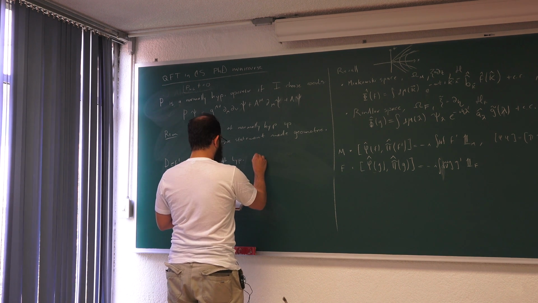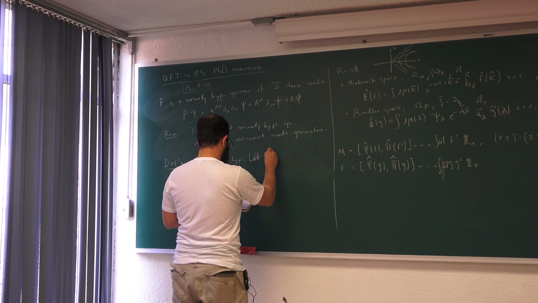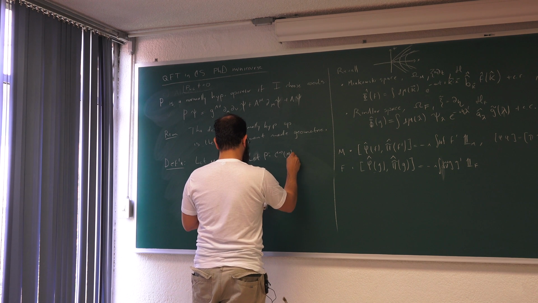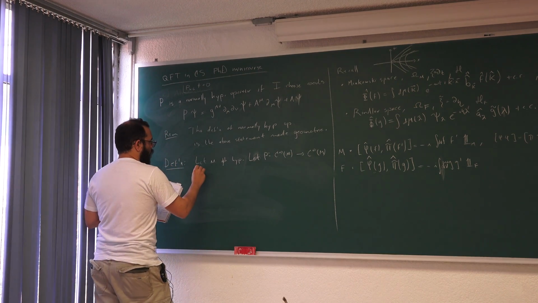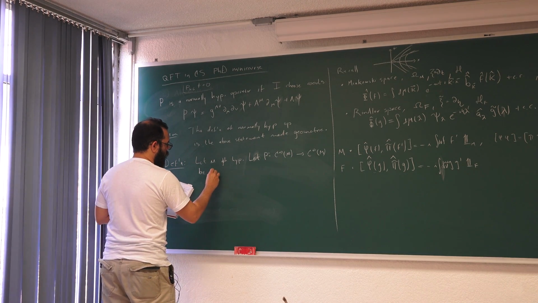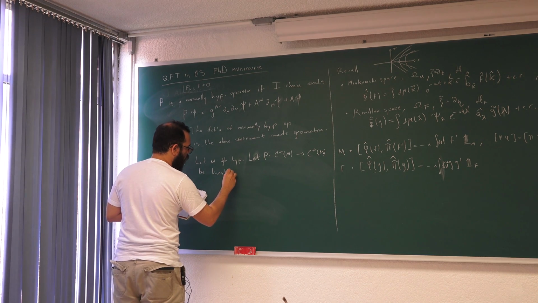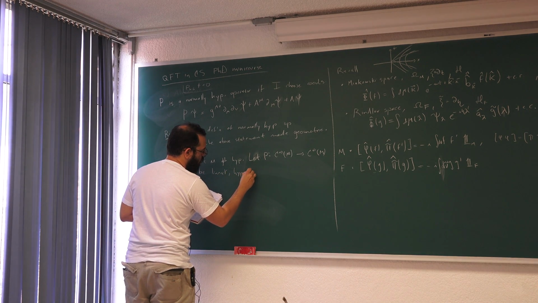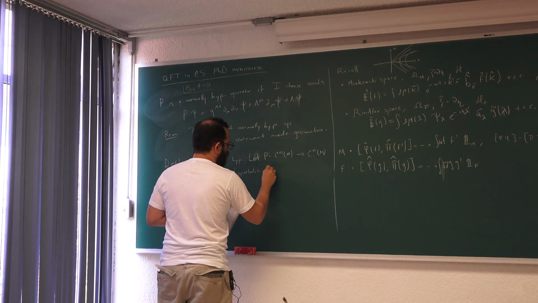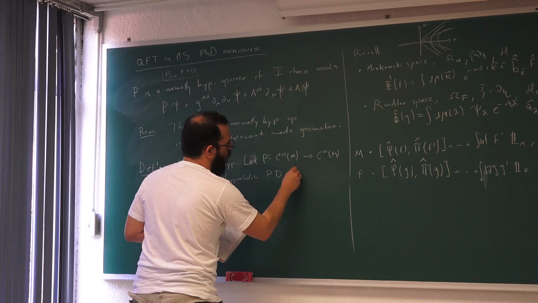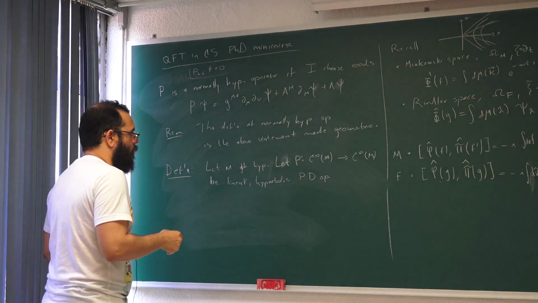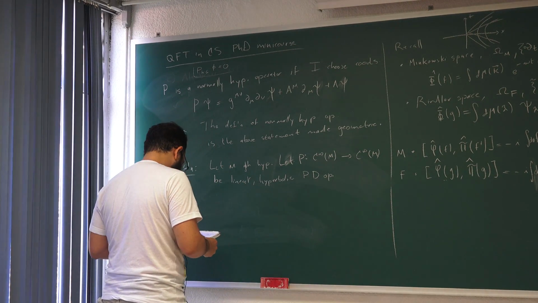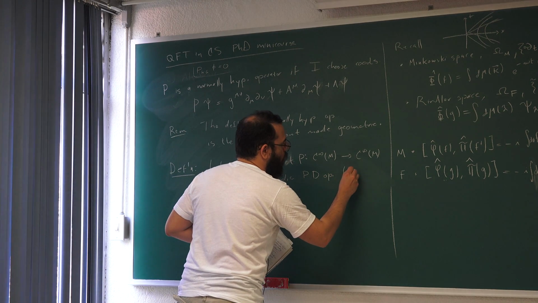Okay, and now let me introduce an operator P. So let P be an operator that goes from smooth functions to smooth functions, and it's a linear hyperbolic partial differential operator. Okay? So the Klein-Gordon field is one example of a linear hyperbolic partial differential operator. So for example, Klein-Gordon.